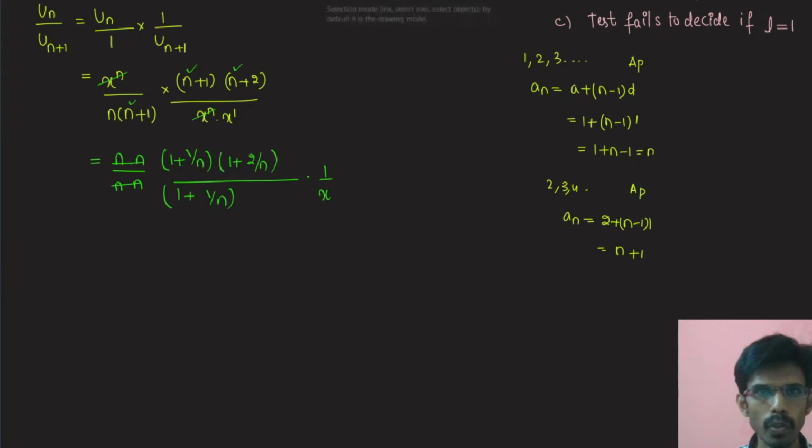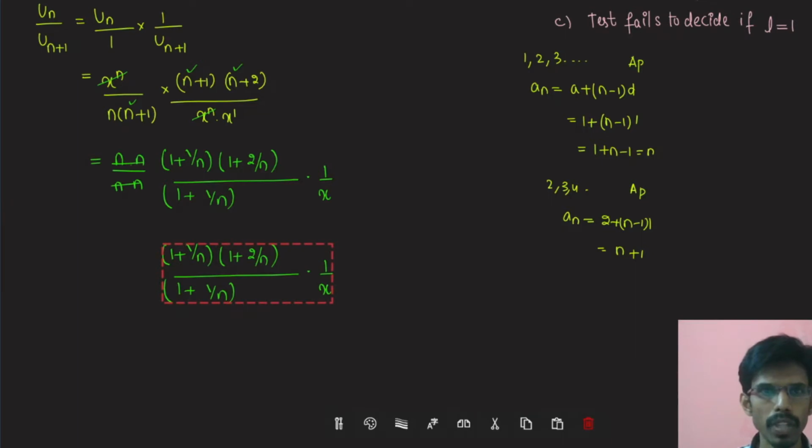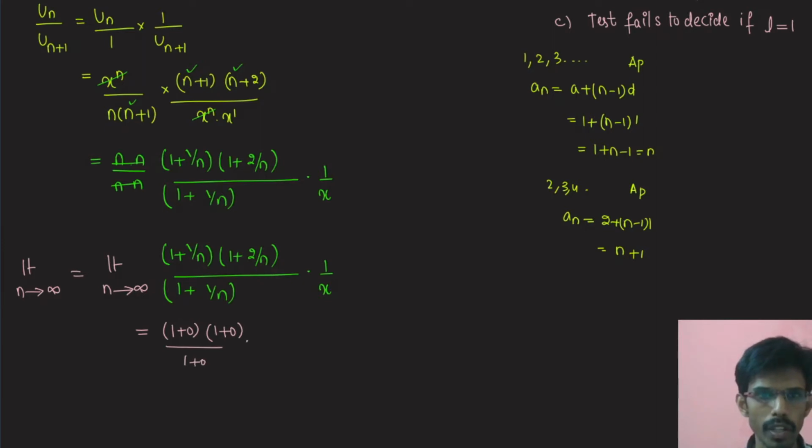Now apply limits on both sides. Here we have limit n tends to infinity. When n is tending towards infinity, 1 by n will become 0. So 1 plus 0 will be 1. Next we have 1 plus 0 upon 1 plus 0 into 1 by x. So we get 1 by x. Now we got the limit.